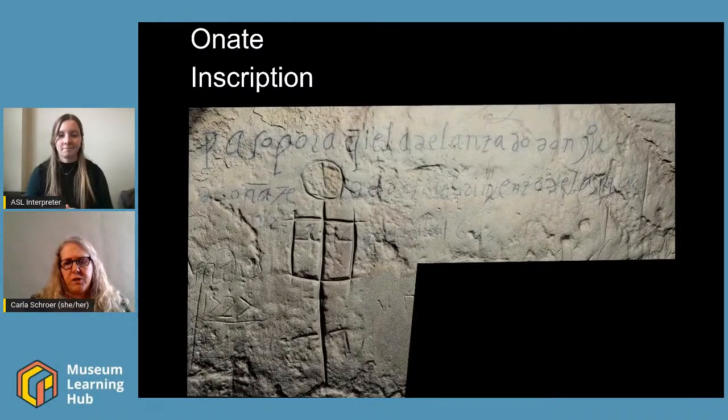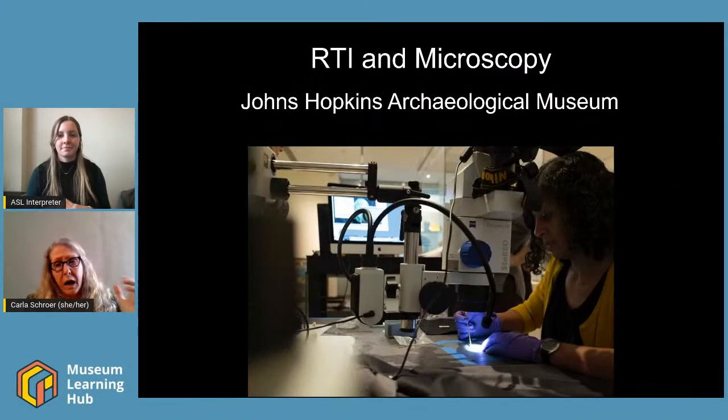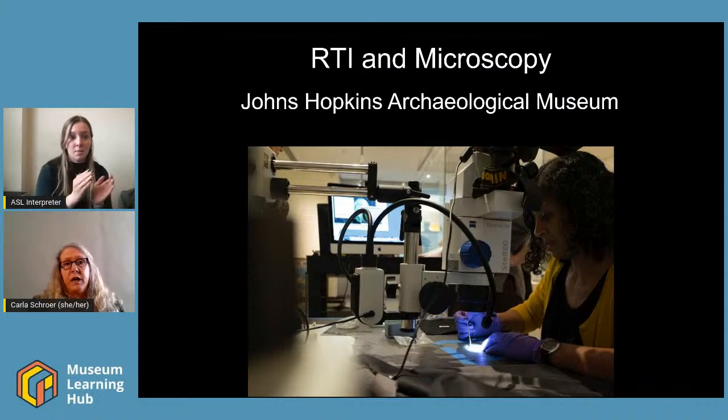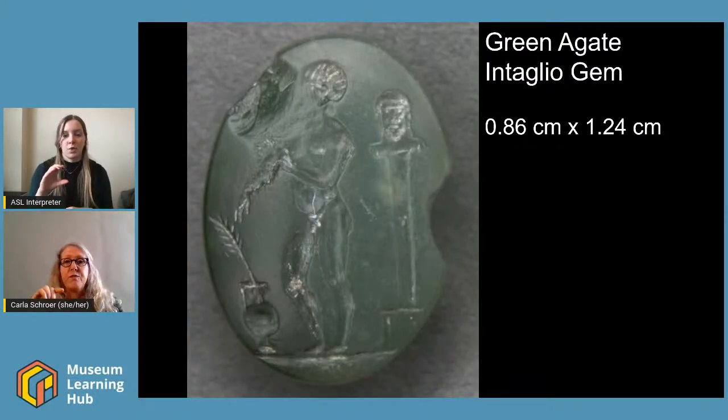And so here's some information that we can see from the RTI. But on the other end, we can take this all the way down under a microscope, so we can look at very, very small subjects. Here we are back with Sanchita at Johns Hopkins Archaeological Museum, and we imaged this very, very small intaglio gem. It's a little over a centimeter tall, a little less than a centimeter wide.